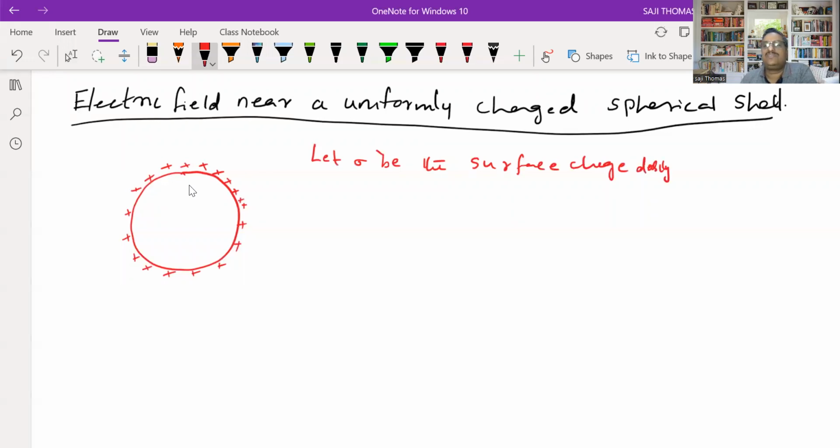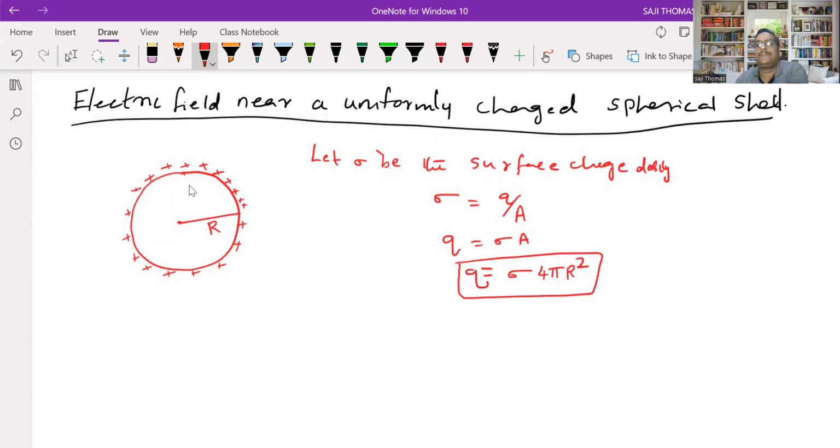You know, equation for surface charge density, sigma equals Q divided by A. Let capital R be the radius of this spherical shell. So you can write Q as sigma into A. And what is the surface area of a spherical shell? You all know, 4 pi r square. So this is the charge on the surface of the shell.